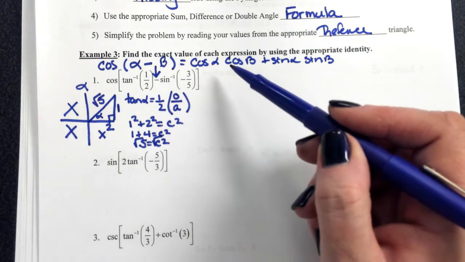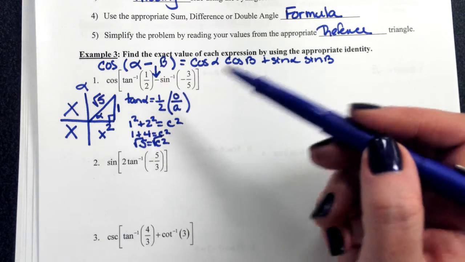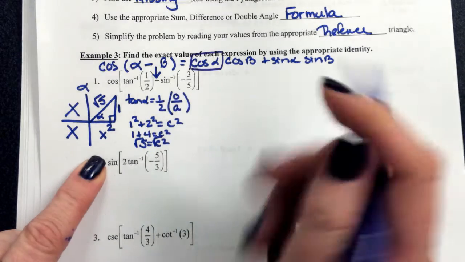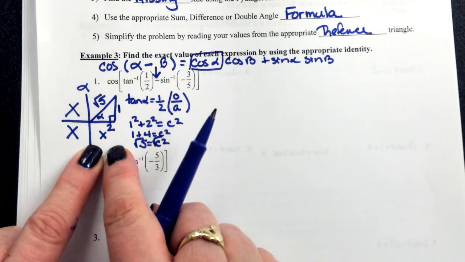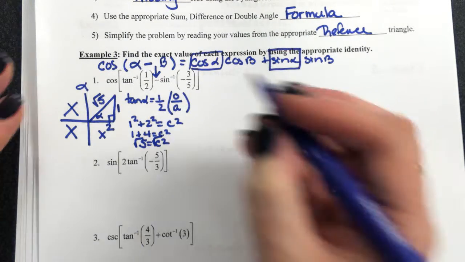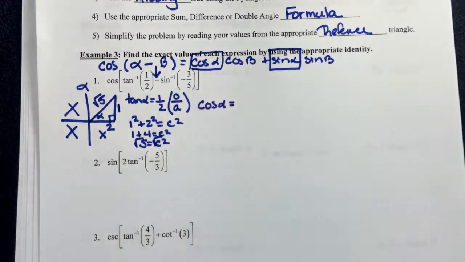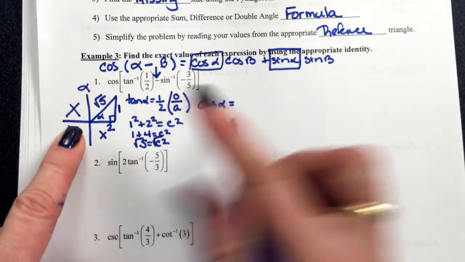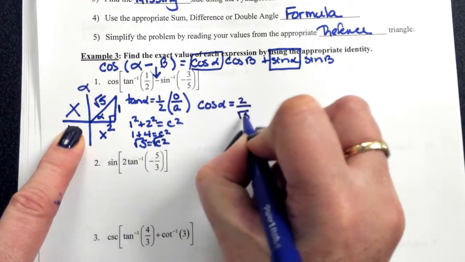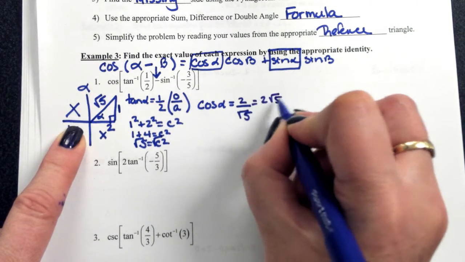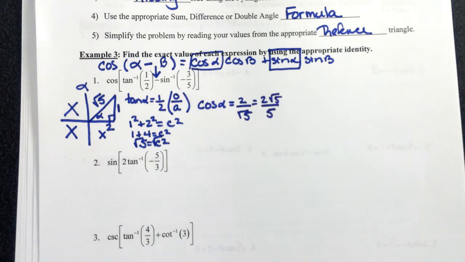Now, what you're eventually going to have to do, whether you do this now or later, I know eventually from alpha, I'm going to have to replace cosine alpha with the ratio from this particular triangle. I'm going to have to replace sine alpha with the ratio from this triangle. So what I like to do is just go ahead and set up the ratio now. So cosine alpha, cosine represents the adjacent over the hypotenuse, which if I rationalize this, it's going to be 2 square root 5 over 5. Any questions on how I found the cosine of alpha?